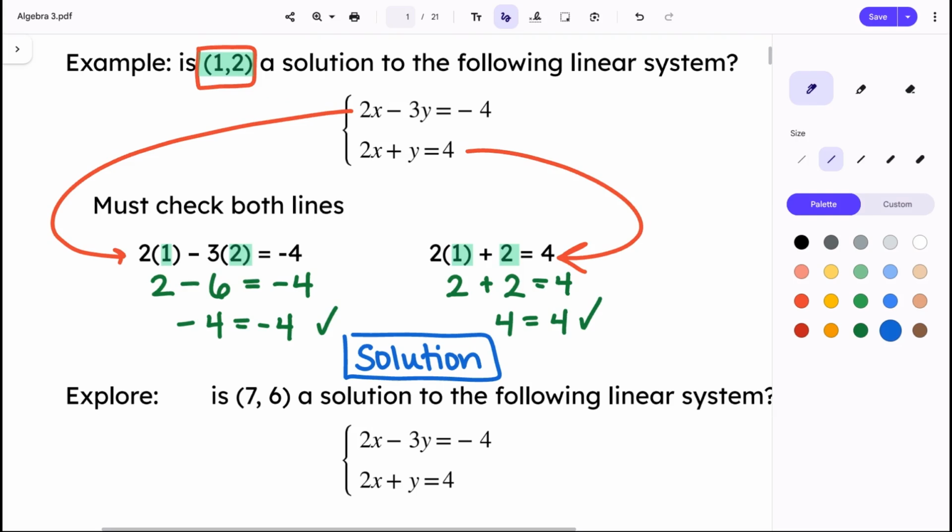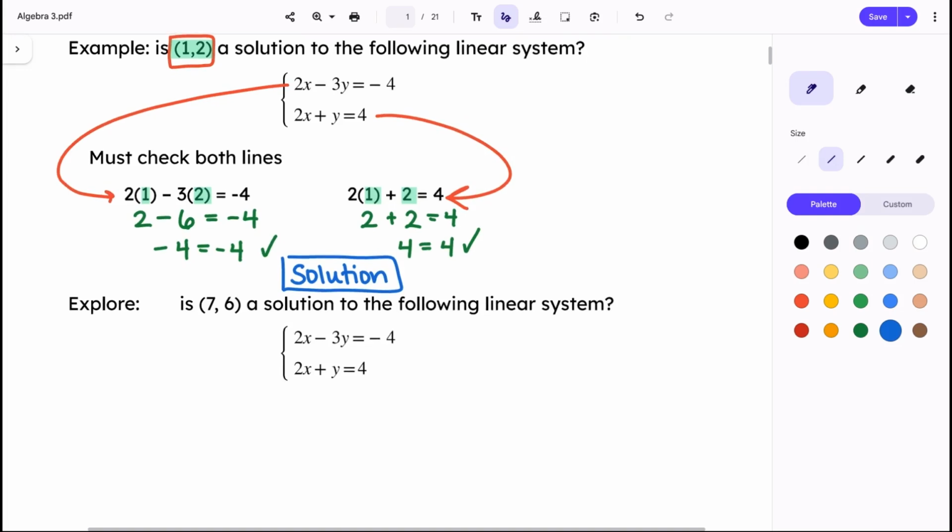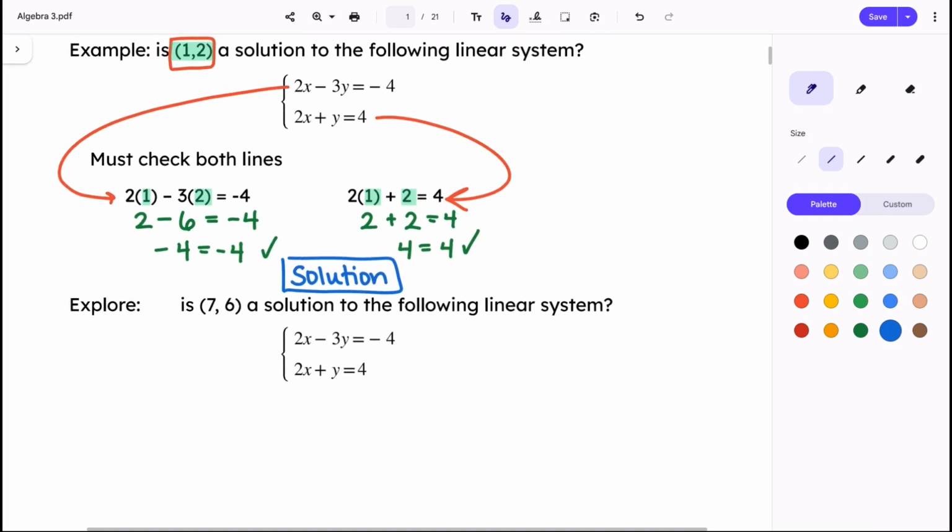side. Now, if I had gotten something that said like 5 equals 4 when I do the math, that's not true. So then we'd have to throw out that and say it's not a true solution. Maybe it's on the line somewhere, or it could just not even be a part of the system at all. Okay, why don't you guys try the example at the bottom of the page. See if 7, 6 is a solution of that system of equations.